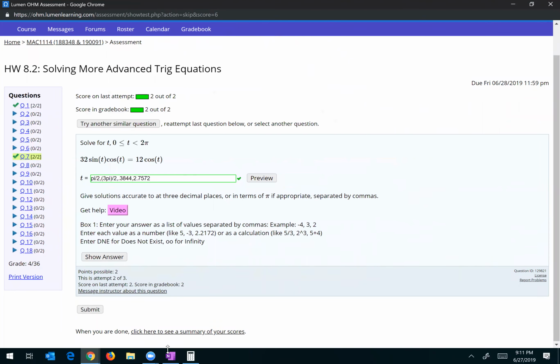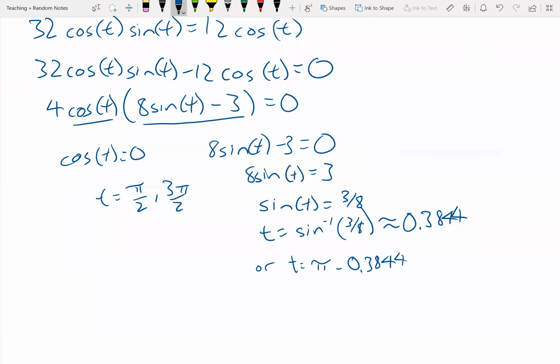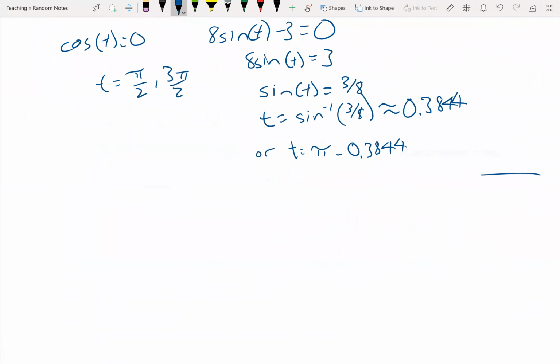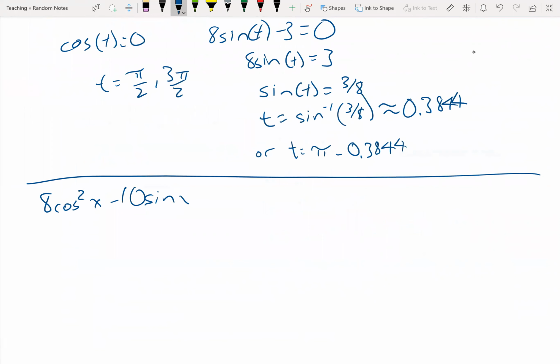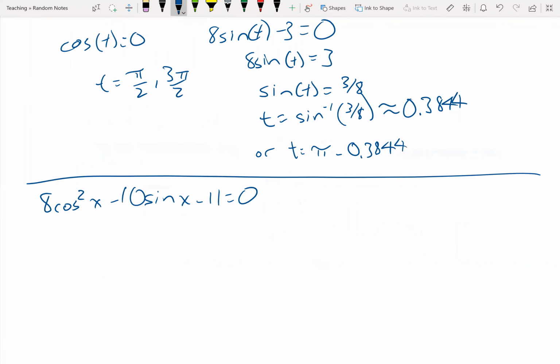Hold on one second. All right, so we got 8 cosine squared x minus 10 sine x minus 11 equals 0. Let's just double check that. Yep, okay. Now, this is hard to solve because I got both cosine squared and sine in the same equation.